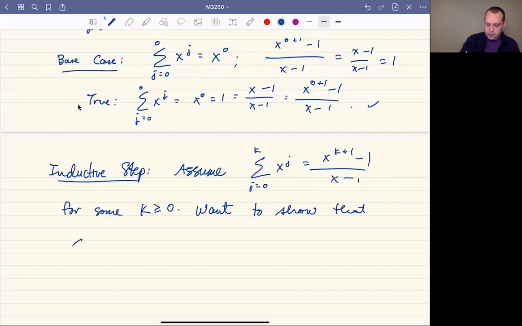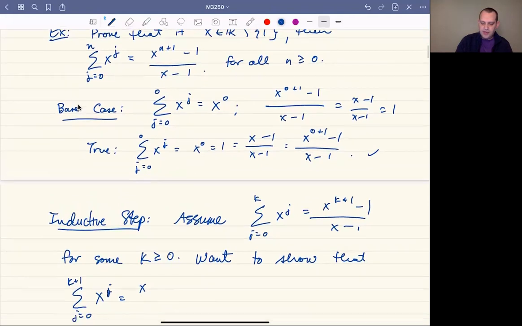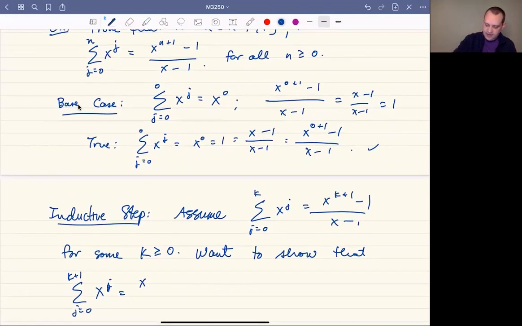But we want to show that the sum from 0 to k plus 1 of x to the j is equal to x to the, let's think about what happens when n is equal to k plus 1. We get x to the k plus 1 plus 1, so that's x to the k plus 2, minus 1 over x minus 1. So that's our goal. So we want to show that that statement's true.